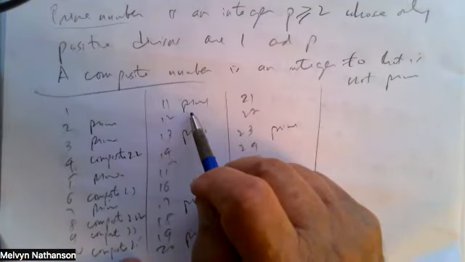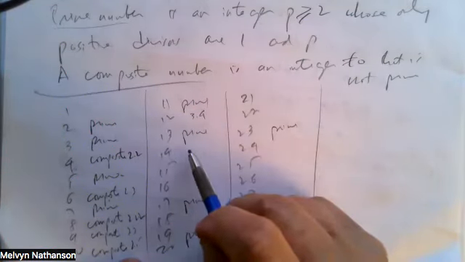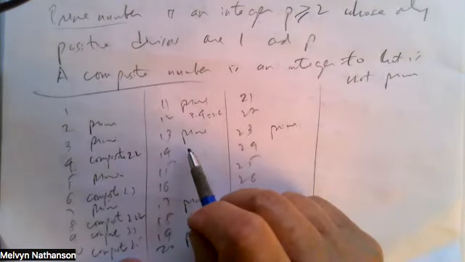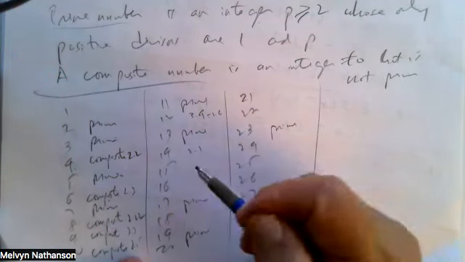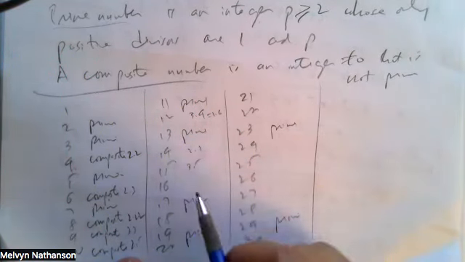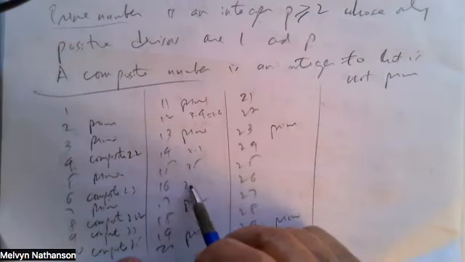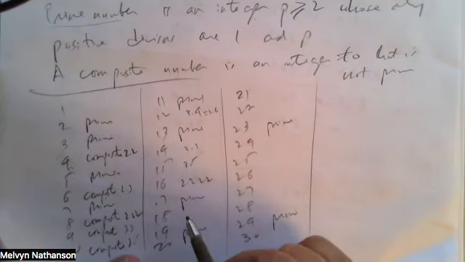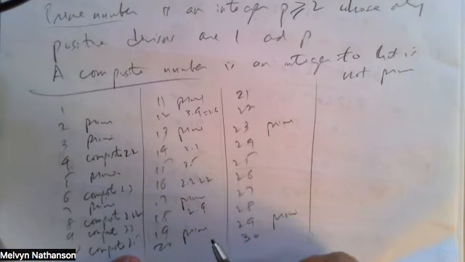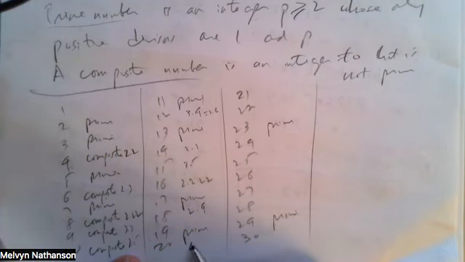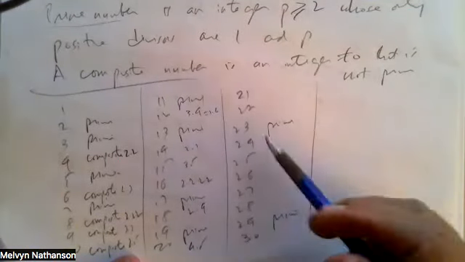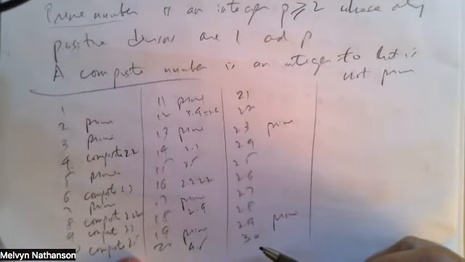12 is, for example, 3 times 4, or 2 times 6, lots of different ways. 14 is 2 times 7. 15 is 3 times 5. 16 is 2 times 2 times 2 times 2. 18 is 2 times 9. 20 is 4 times 5. Oh, and there are other ways to write it, and so forth. All these other numbers have divisors other than themselves and 1.